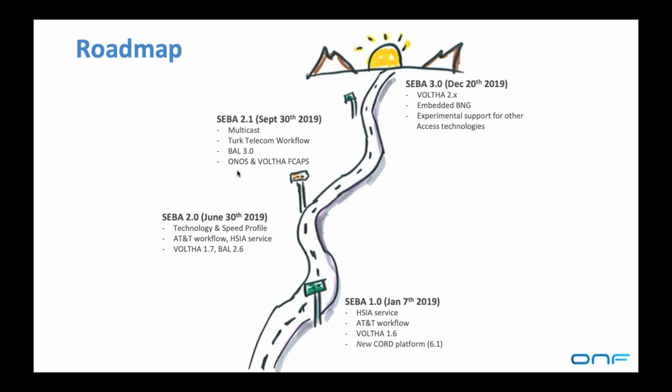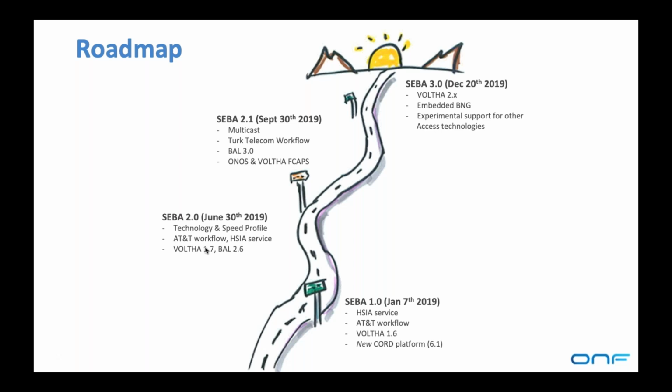Yeah, it's a good point. To me, what we do in SEBA 2.0 fills up a very big hole that we had in SEBA 1.0, right? With the technology and speed profile work, I think it becomes very close to what you called a minimum viable product, right?